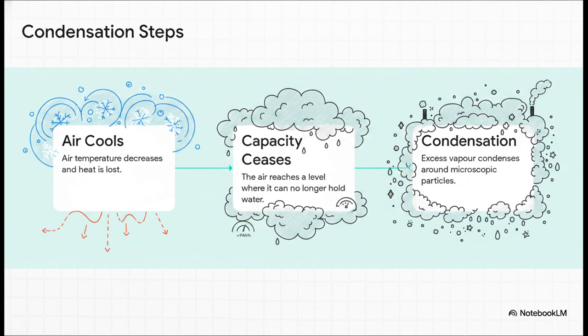That excess water vapor needs something physical to grab onto to become liquid. It condenses around microscopic floating particles called hygroscopic condensation nuclei. We're talking about tiny specks of dust, smoke from cities, or even salt kicked up from the oceans.